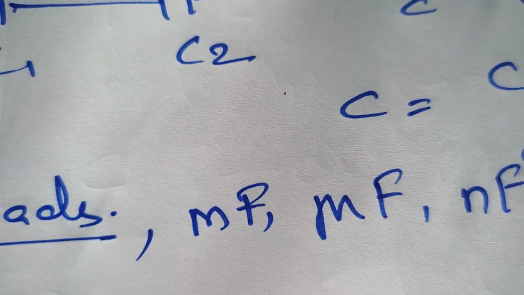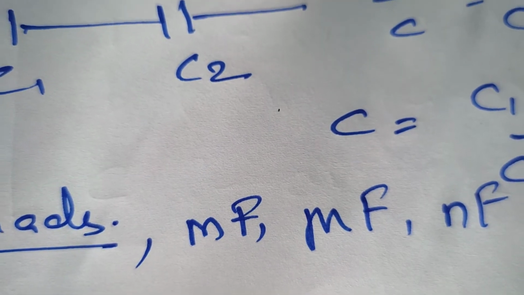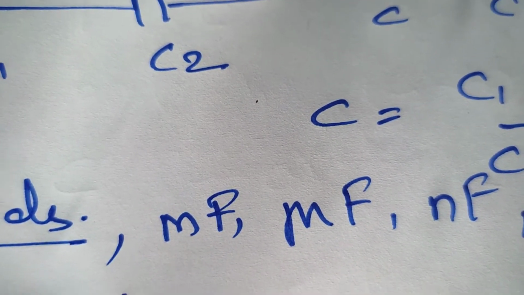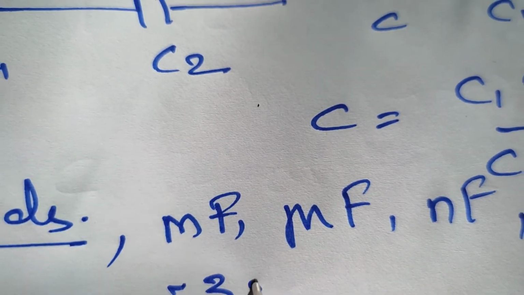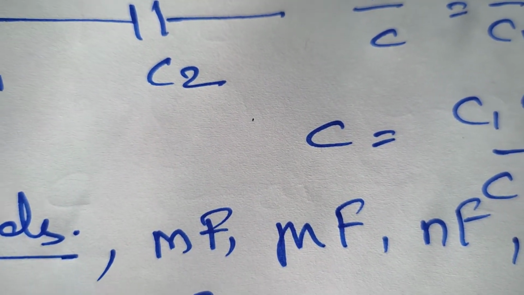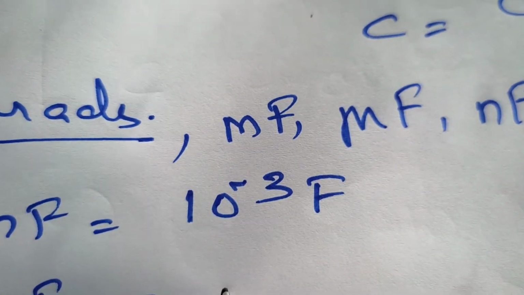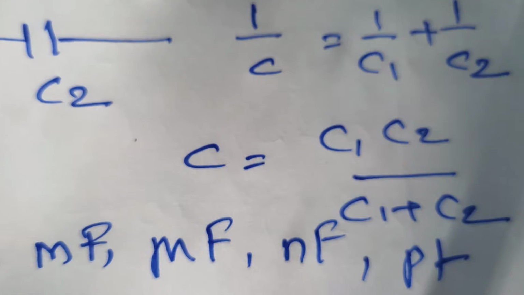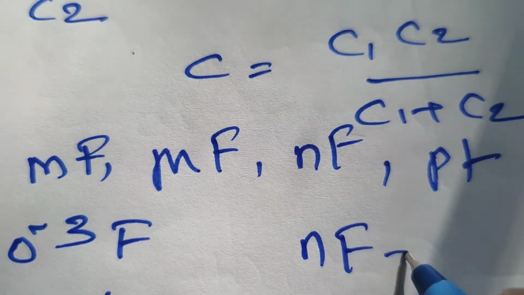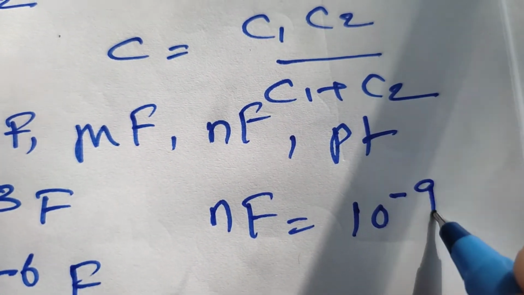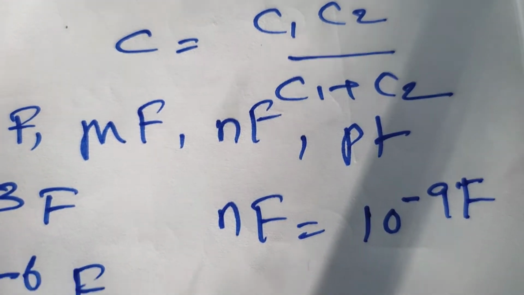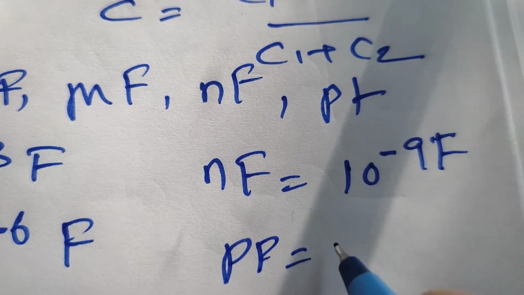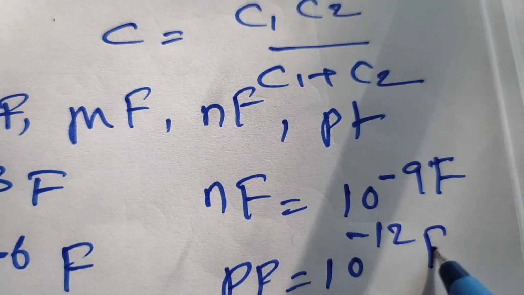What is millifarad? Millifarad means 10 raised to minus 3 farad. And microfarad is 10 raised to minus 6 farad. And nanofarad is 10 raised to minus 9 farad. And picofarad is 10 raised to minus 12 farad.